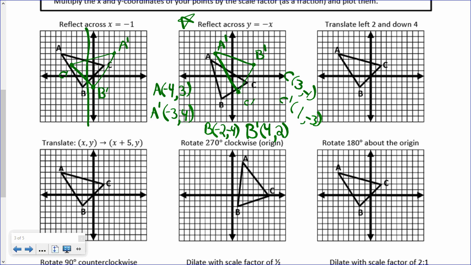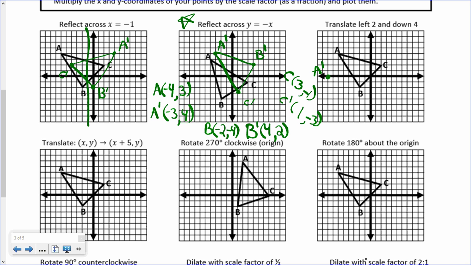All right, now we're going to do the translation ones. These are real simple. For this one, I want you to move your points left 2 and down 4, and it's as simple as counting. So if we start with A, you don't have to write down the work or anything. You just count. So I'm going to go left 2 and down 1, 2, 3, 4. There's A prime.